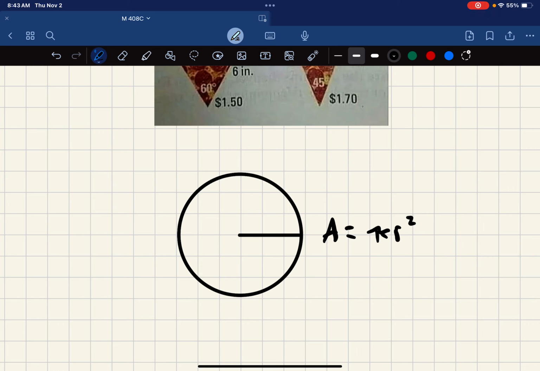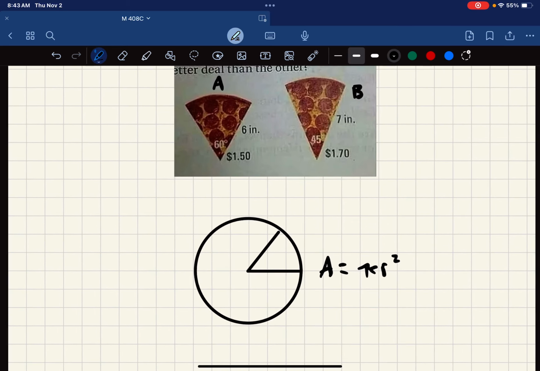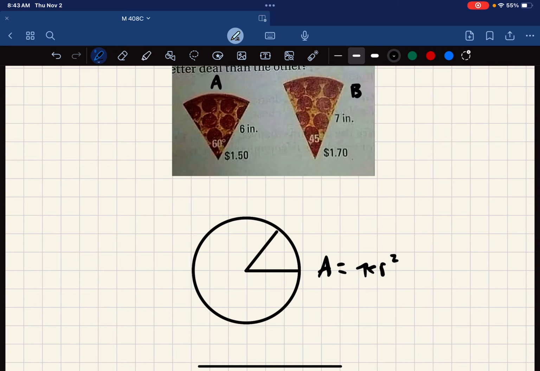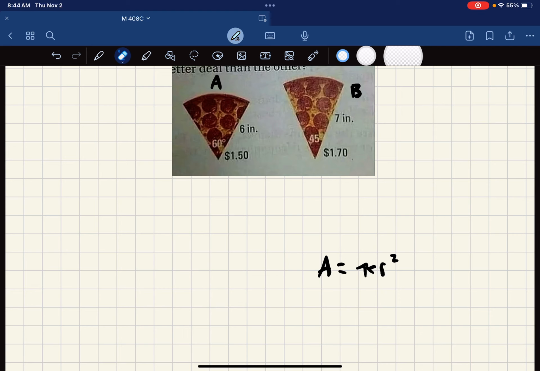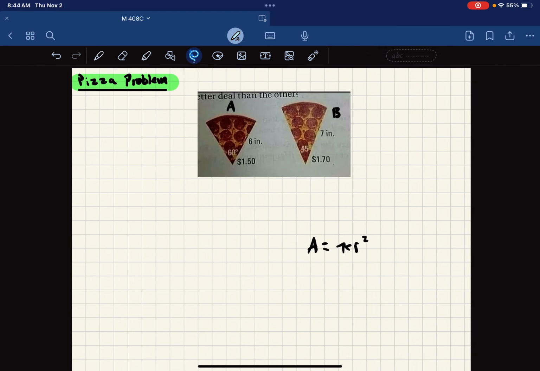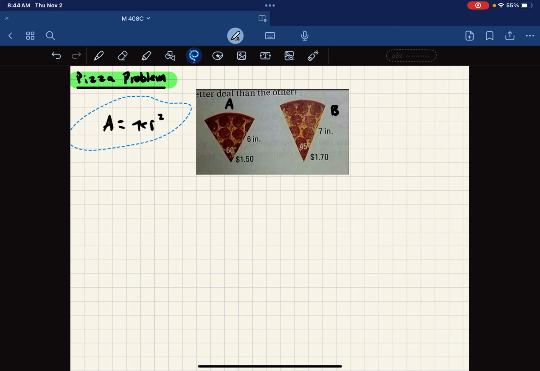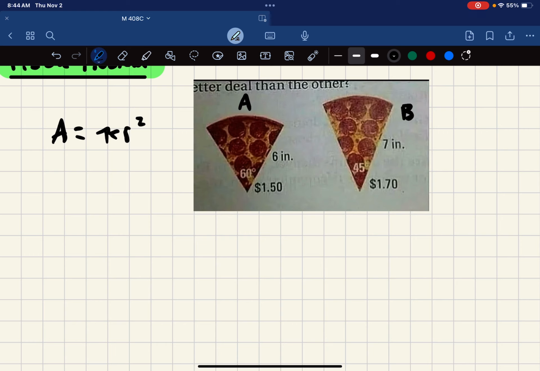So what some of you guys may be thinking is that we can find the area of the full pizza and divide it by the number of slices. But you see, we don't have the number of slices either. So what we have to do is some basic algebraic manipulation in order to figure out the area of each pizza slice. Given this equation, area equals pi r squared, we want to figure out how we can divide the total area by each pizza slice.